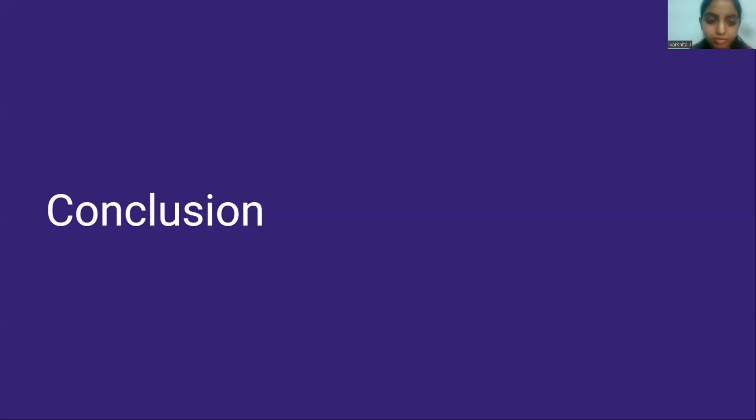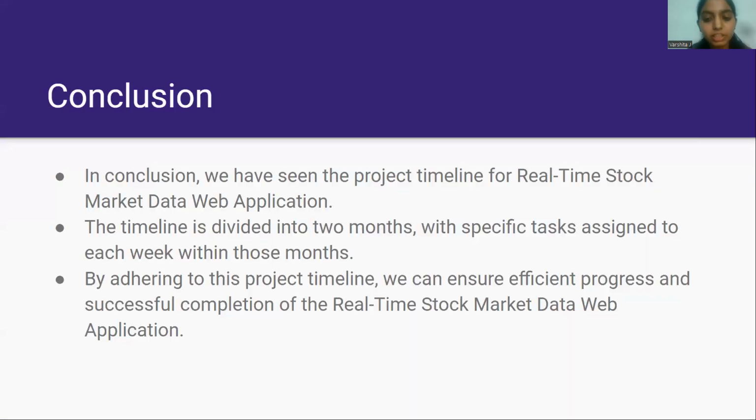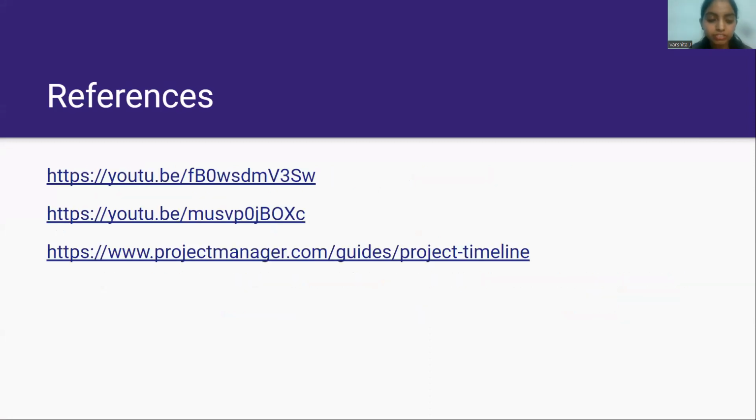Let's look at the conclusion. So in conclusion, we have seen the project timeline for the real-time stock market data web application. The timeline is divided into 2 months with specific tasks assigned to each week within those months. By sticking to this project timeline, we can ensure efficient progress and successful completion of the real-time stock market data web application. These were the references used.